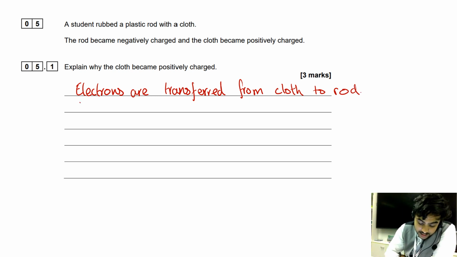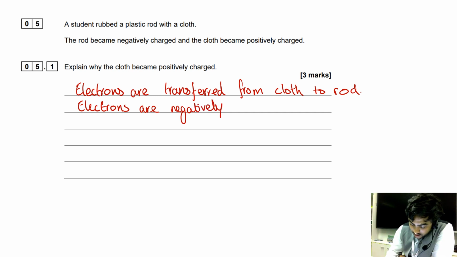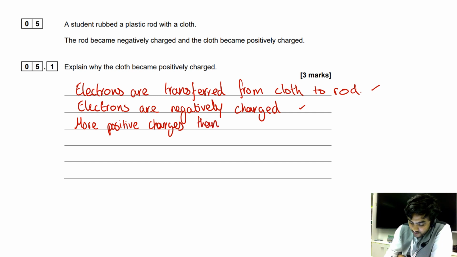Then remembering that electrons are negatively charged, gets us our 2nd mark. Our 3rd mark is for saying that more positive charges are left on the cloth. There we go. 3rd mark.